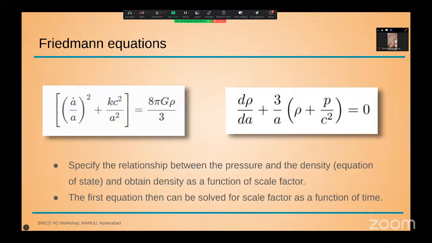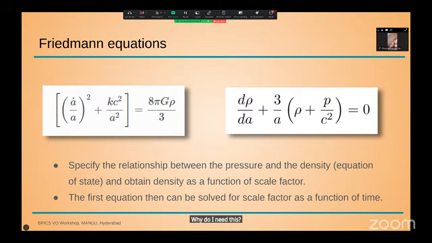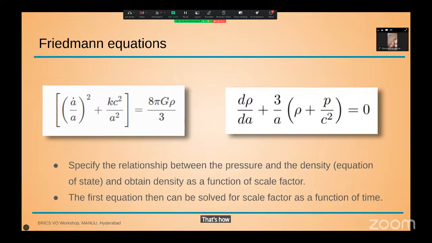This may look a little bit odd, but I will give you some more physically intuitive explanation of what is happening. If someone tells me what is the relation between P and rho, then I can get rho as a function of A. Why do I need this? Because if I know rho as a function of A, I can substitute it here, and then I have an equation for A dot over A. I can solve for A as a function of time. If I can solve A as a function of time, I can get the comoving distance, the luminosity distance, the angular diameter distance. All of these distances, I can then relate to what the constituents of the universe are. So that's how it will become useful.